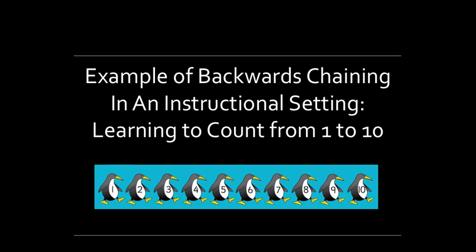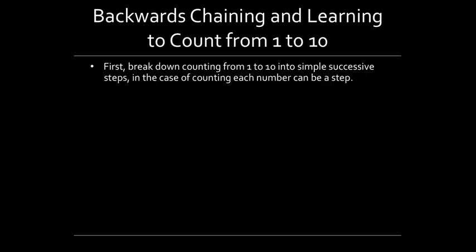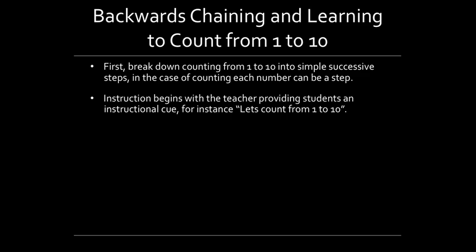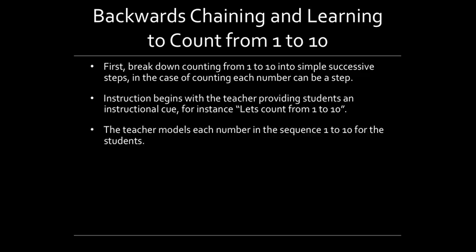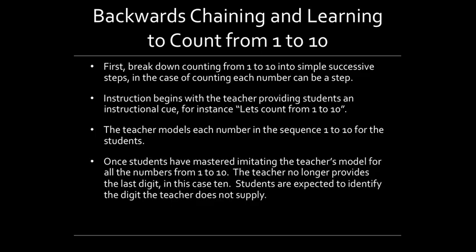Here is an example of how backwards chaining can be used to teach counting from 1 to 10. First, break down counting from 1 to 10 into simpler successive steps. In the case of counting, each number can be a step. Instruction begins with the teacher providing students an instructional cue. For instance, let's count from 1 to 10. The teacher models each number in the sequence 1 to 10 for the students.